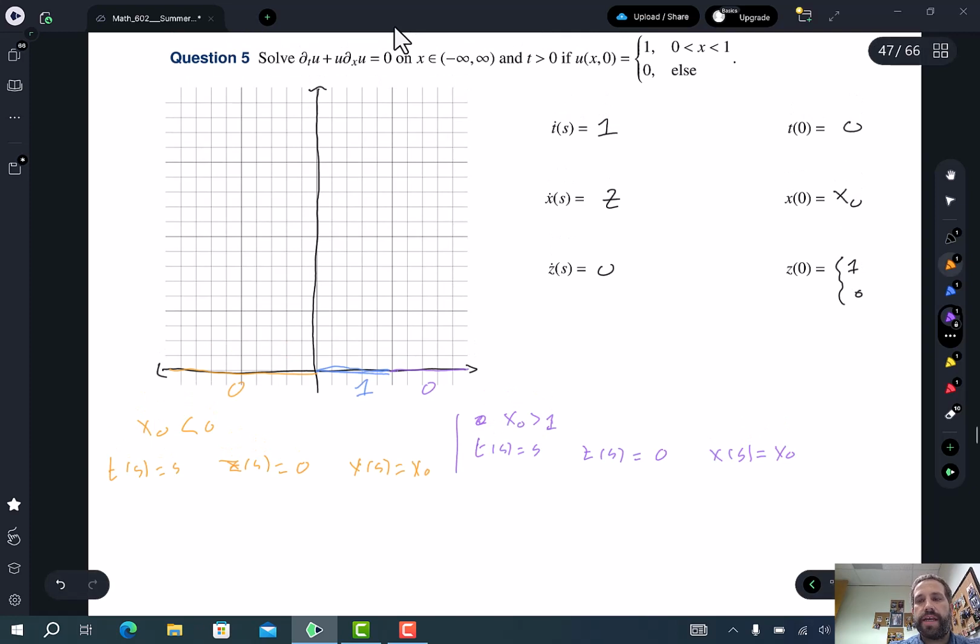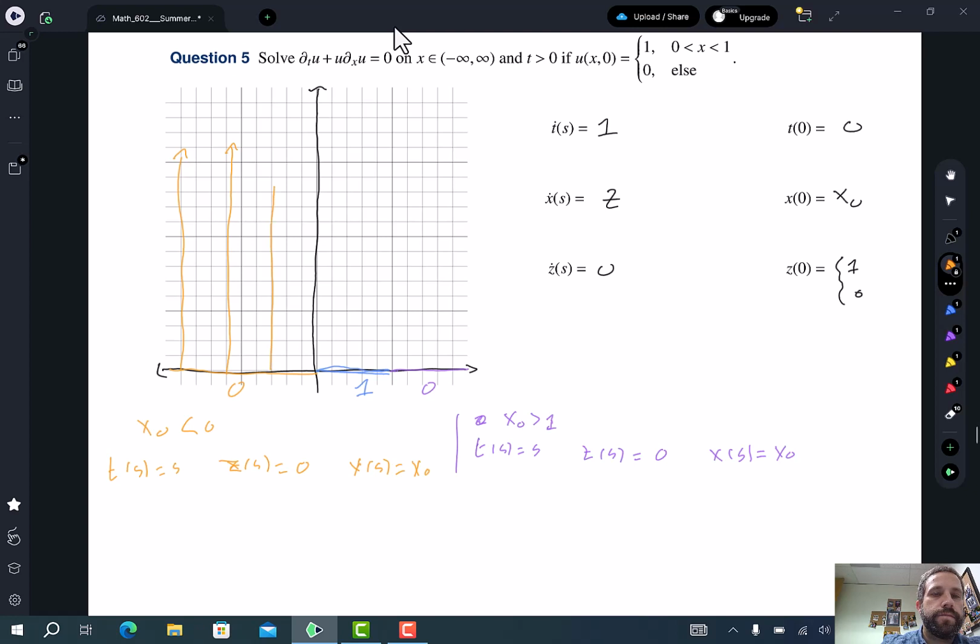Okay, so let me go ahead and sketch these characteristics, and then I'll do the blue ones. So they're just going to be vertical lines like this. And then it'll be dashed going through the origin here, similar to how I've done it before. Now the blue ones, I'll do dashed on the boundary here. Not the blue ones, the purple ones. I'll do dashed on the boundaries, and we're going to have vertical lines like this.